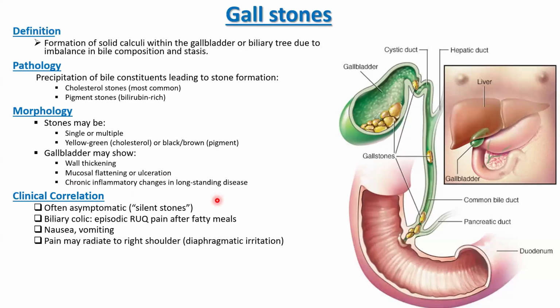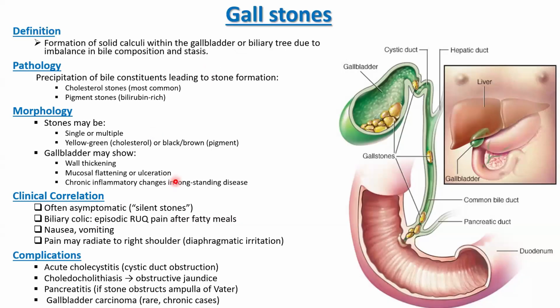So clinical correlation: what will we be able to appreciate in a person with gallstones? One, they're usually asymptomatic. It's highly probable that most of us here have stones, but they are very few, or maybe they are silent. Sometimes they give us episodic right upper quadrant pain after fatty meals. Nausea and vomiting can be there, and the pain may radiate to the right shoulder. The presence of gallstones can lead to acute cholecystitis due to cystic duct obstruction.